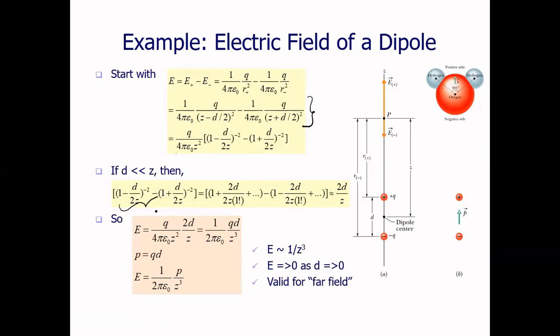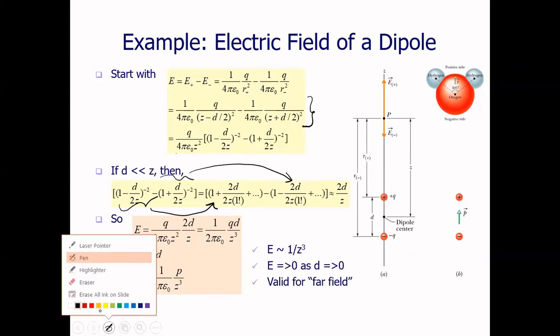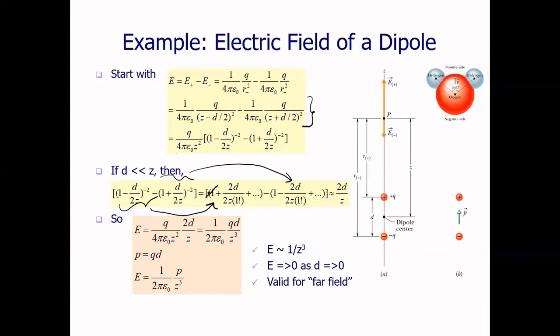this term here can just be written like that, and this term here can just be written like that. Just try to remind yourself about binomial theorem. Okay, so now if you write this like this, then you can see that these two terms, this one and that one, can cancel out, since there's a minus here.